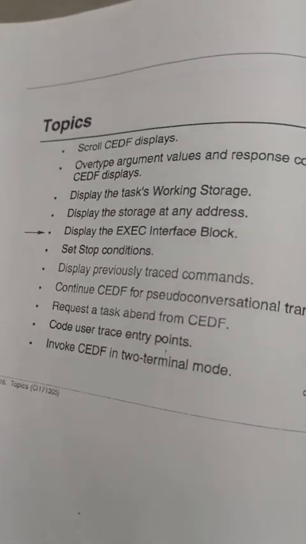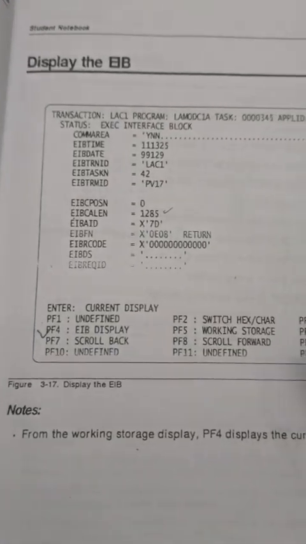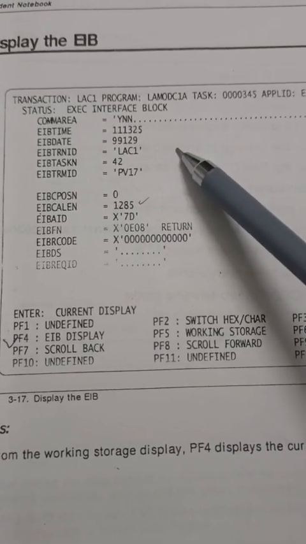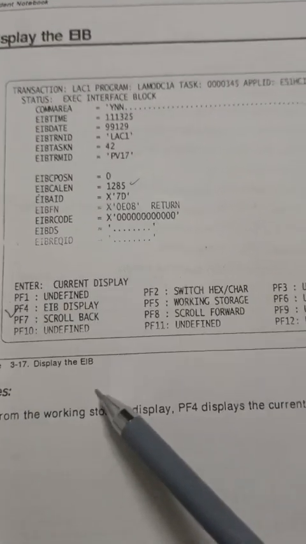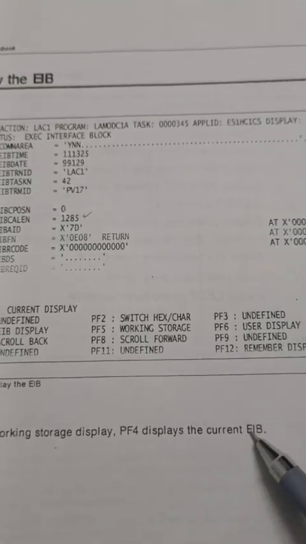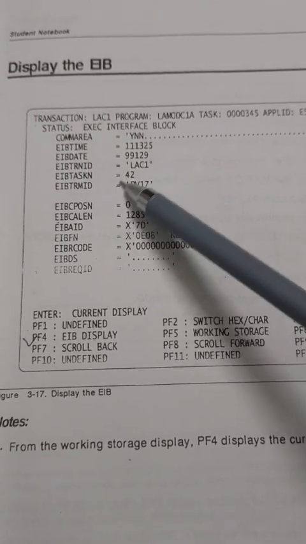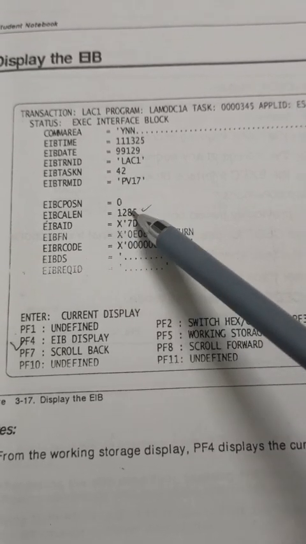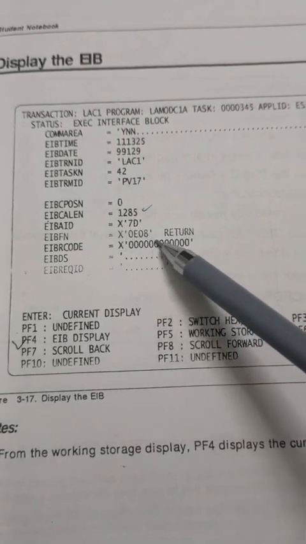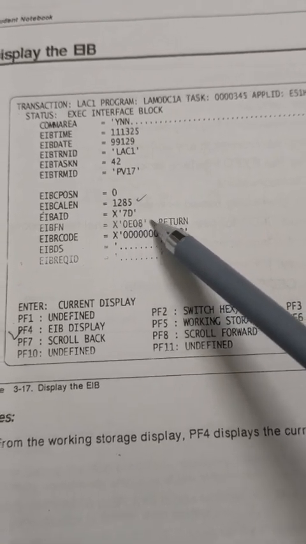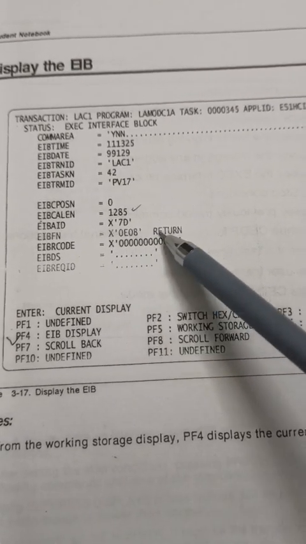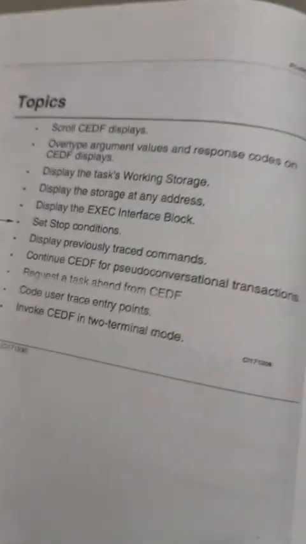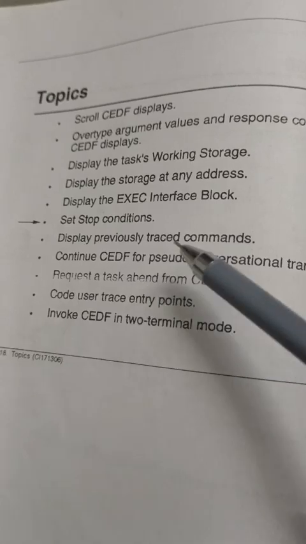Next, move to display the execution interface block. What CICS command information does it have, and what values are we going to display? Press PF4, and it will show the EAB fields with the corresponding values: my transaction ID, task number, terminal ID, cursor position, and the EAB COMMAREA length. There is also the attention identifier, which shows what attention identifier I pressed previously. These are the EAB fields displayed. And next, we set stop conditions.